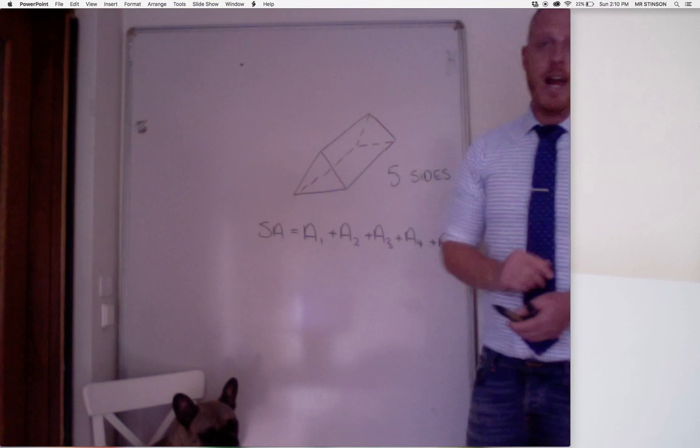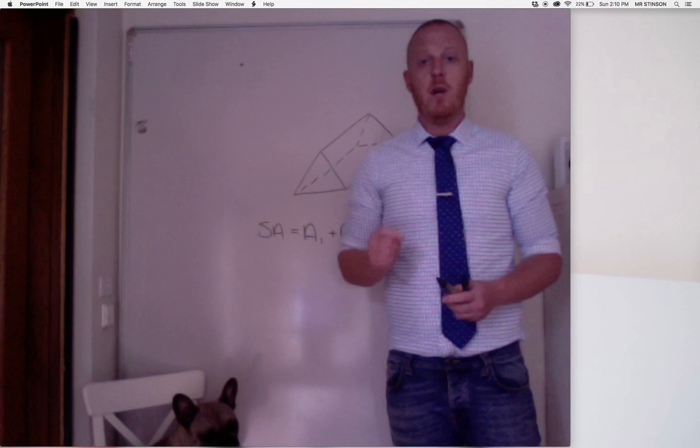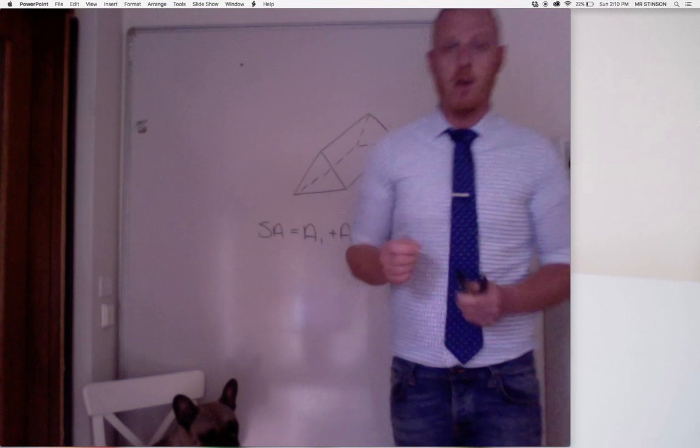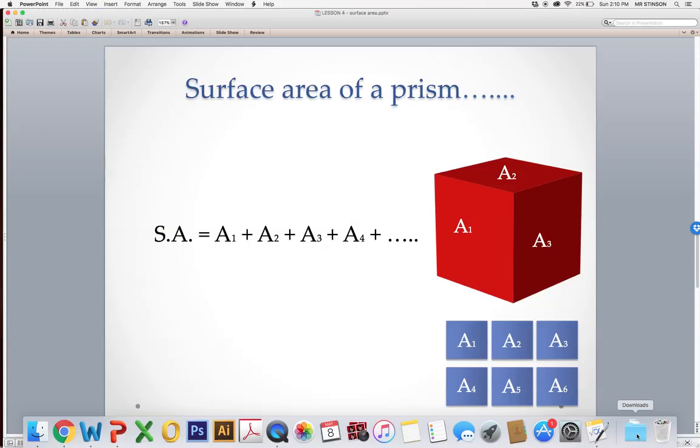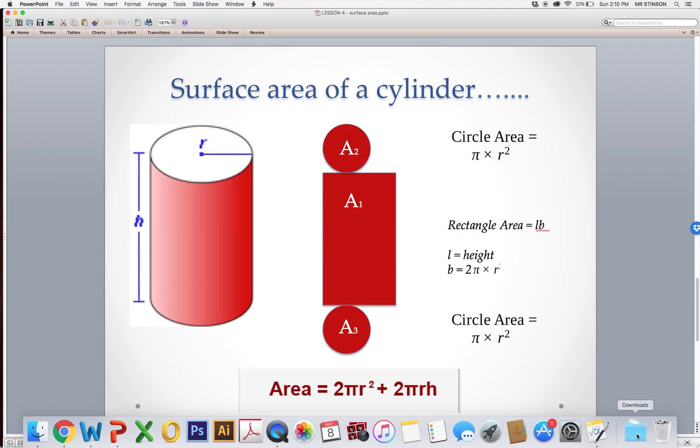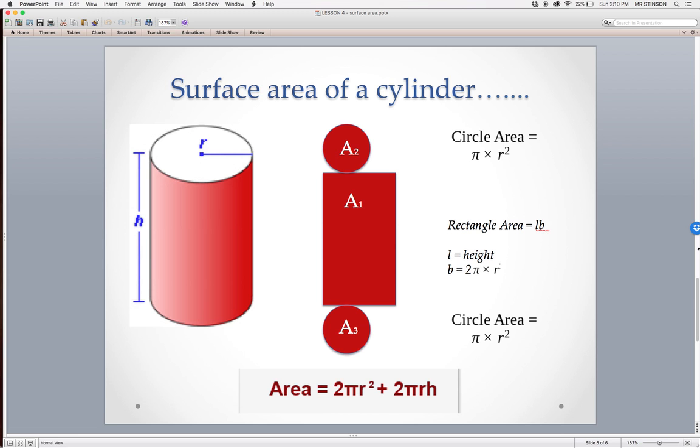Now let's look quickly on the PowerPoint at the formula you'll be given for a different type of solid. This solid is called a cylinder. Study this slide and have a look at what a cylinder is made up of. A cylinder is made up of 3 shapes, 3 surfaces: a circle on the top, a circle on the bottom, and its side. If you rolled out the side of a cylinder, you would find it would be a rectangle.